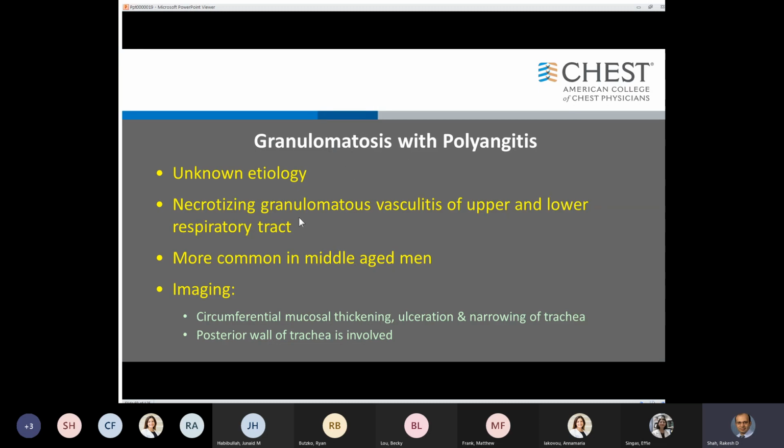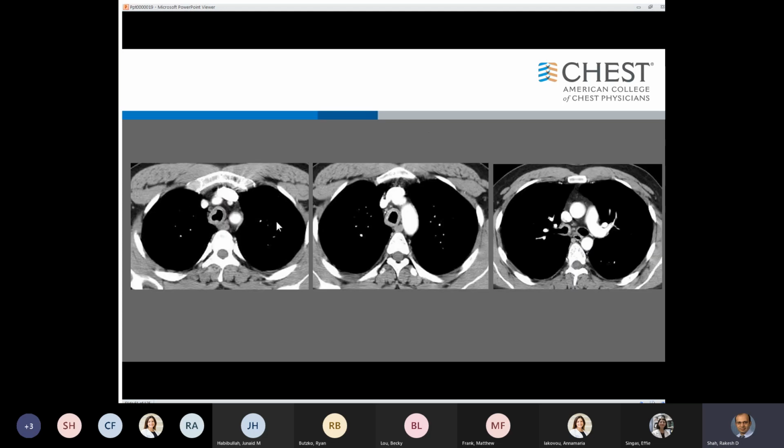Granulomatosis with polyangiitis is a necrotizing vasculitis of the upper and lower respiratory tract. On imaging, if the trachea is involved, which the majority of the time it isn't, but if it is, we'll see circumferential thickening. You may see ulceration. Usually it does not have calcification like amyloid. And as I mentioned, the posterior wall will be involved. And then we have another case here. Again, a normal trachea should be nice and thin, but you can see that there is circumferential thickening.